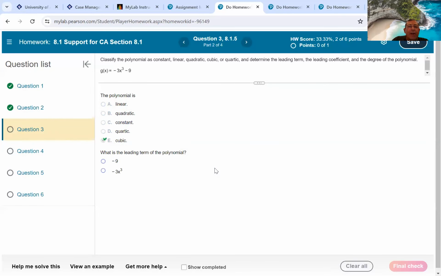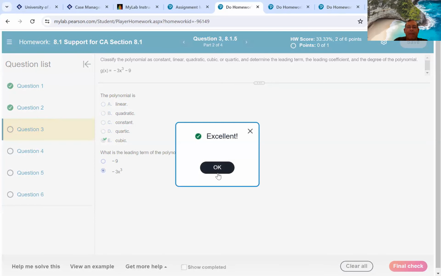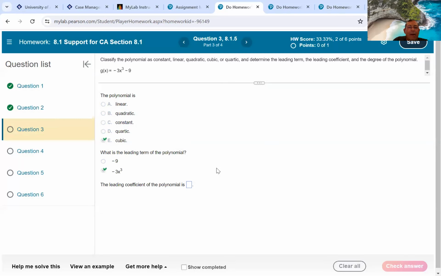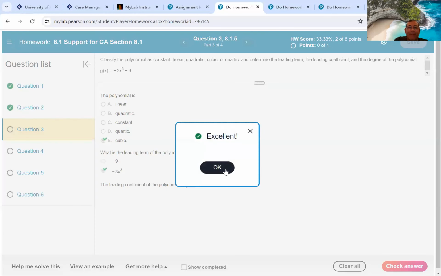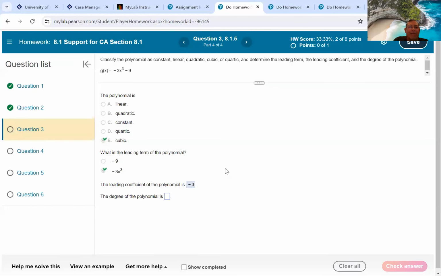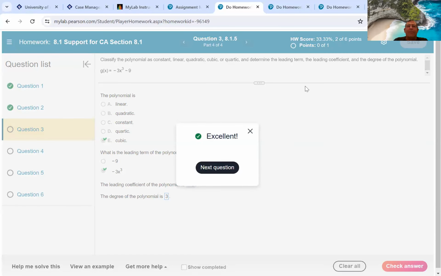So what is your leading term? Negative 3x cubed. There you go. Perfect. Leading coefficient? Negative 3. Negative 3. So it looks like you're ready for these homeworks. And then the degree? 3. 3. Perfect. All right, so good job on that.